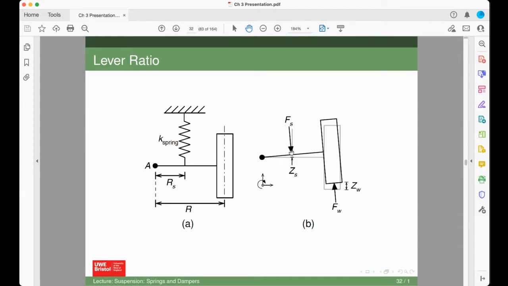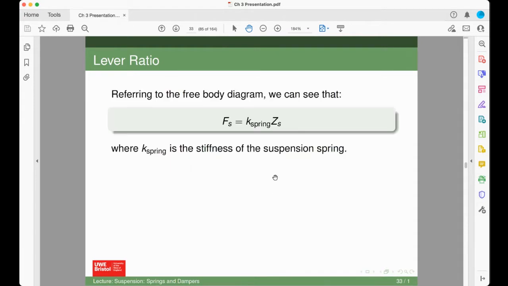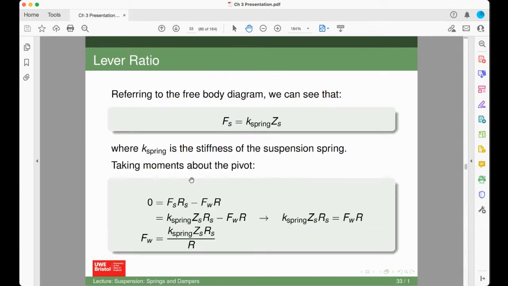So Fs divided by Zs will be the rate here, and going the other way here, Fw. So Fs times Rs will be the moment going clockwise. Fw times R will be the moment going the other way. Okay, so you can do those moments. Referring to the free body diagram, we can see that Fs is K spring times Zs.